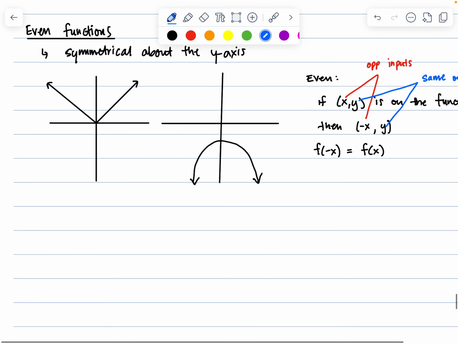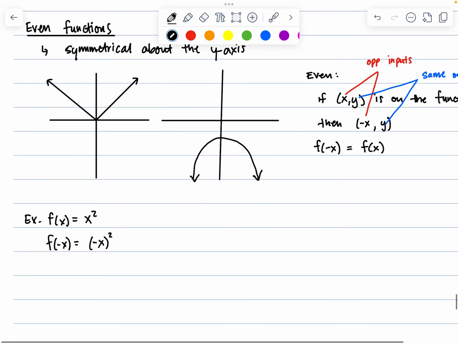Now we could easily do a quick problem like this. So a quick example. F of x is equal to x squared. If I plug in the opposite input, which would be negative x, we could see when we plug in the negative x squared, what is negative x squared? Well, it's going to be positive x squared, because negative times a negative is a positive, and you can see the outputs are the same output. Different inputs, opposite inputs, same output.